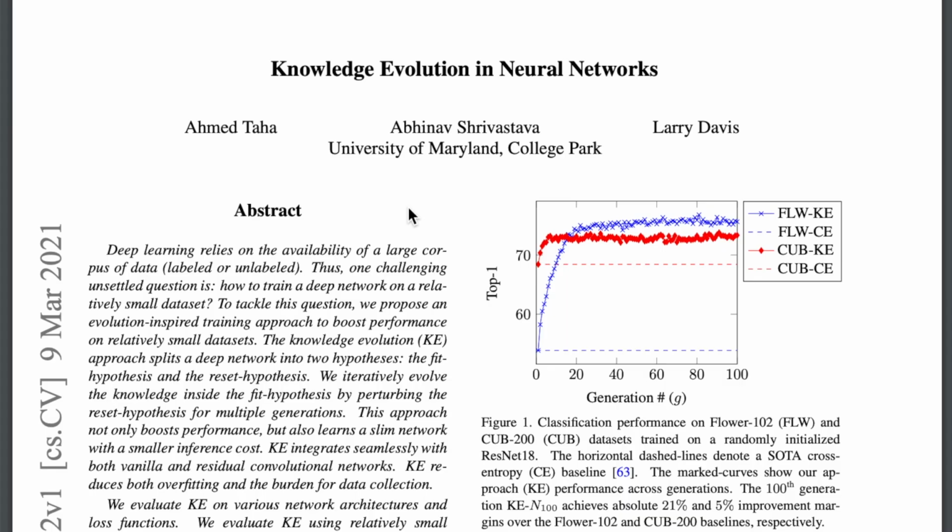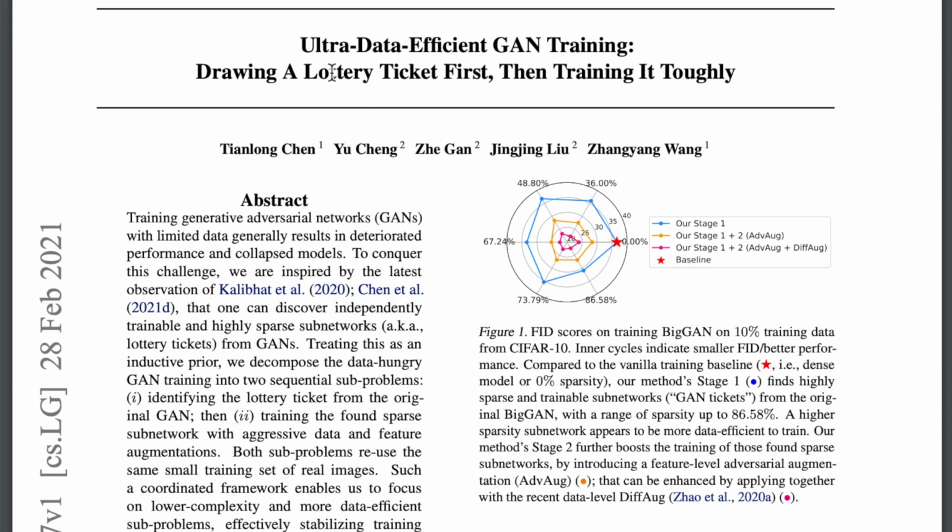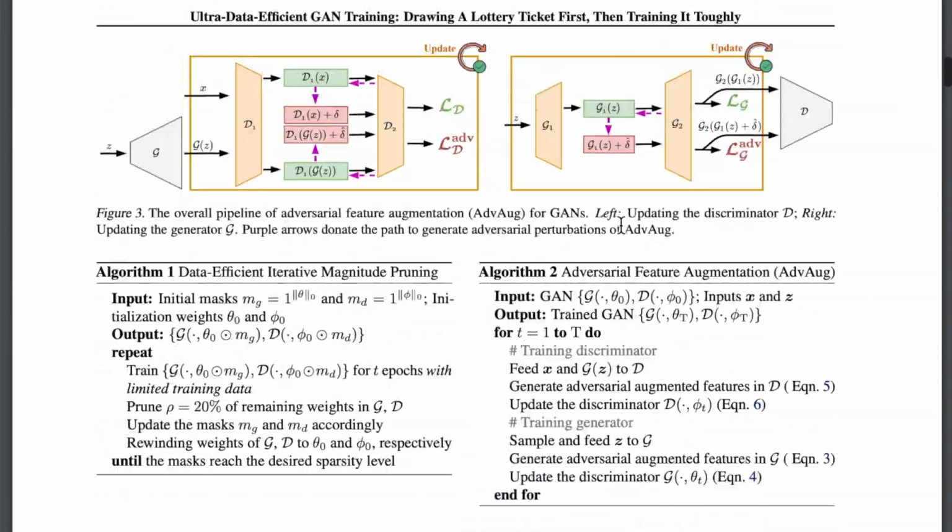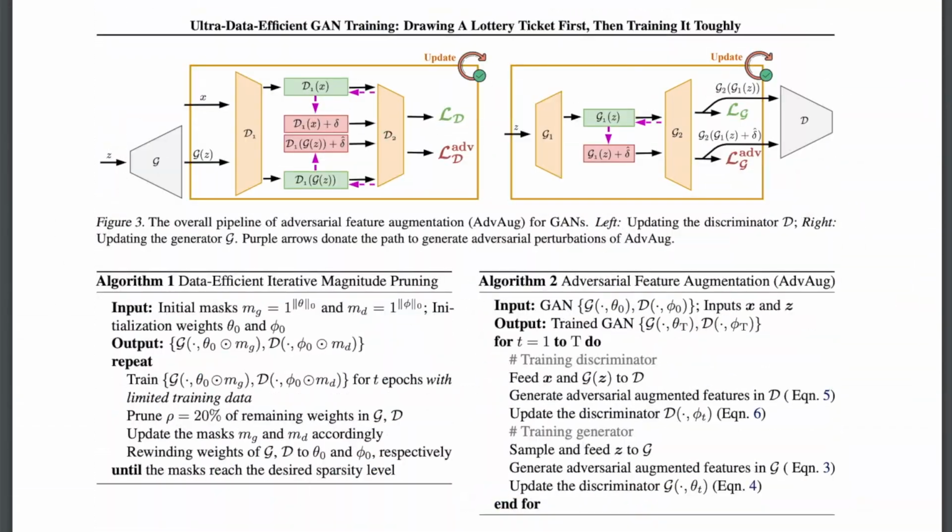The next paper for this AI Weekly update is Knowledge Evolution in Neural Networks. Last week we looked at the ultra data efficient GAN training, drawing a lottery ticket first, then training it tough. So amongst other things like the use of data augmentation in this paper, they're showing that finding these lottery tickets is actually going to help improve data efficiency. So finding the sparse subnetwork within the dense architecture is helping these networks learn with less labeled data. And in my opinion, that's kind of counterintuitive, but it seems to be working.